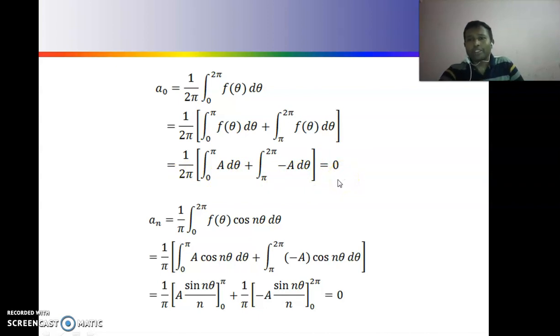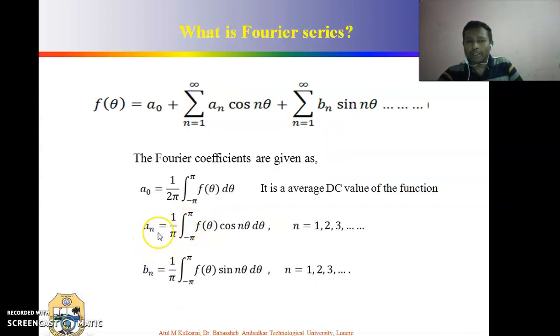Okay. Now what is our next step? We have to find out all three Fourier coefficients. A0 we have calculated, that is now 0. Now go for An. An is equal to, as we have this basic equation, 1 upon pi, integral from minus pi to pi, f(theta) cos n theta d theta, for all n.